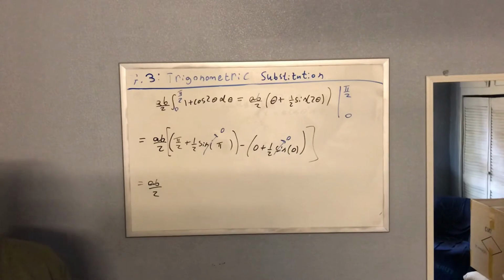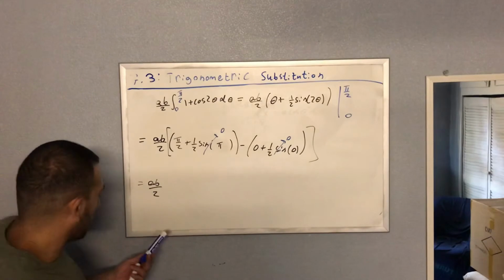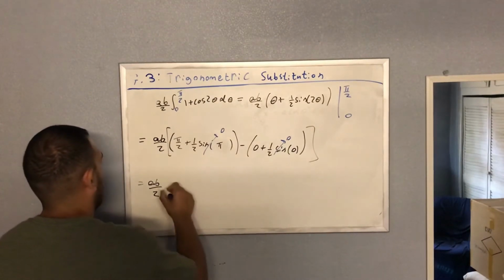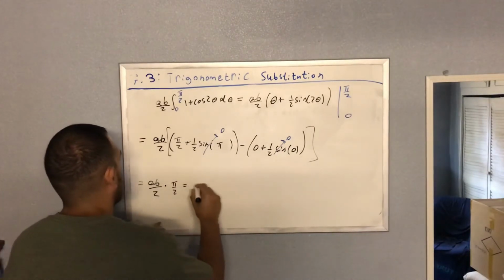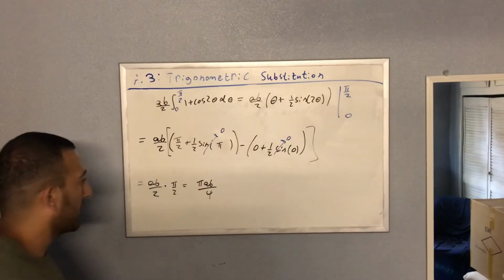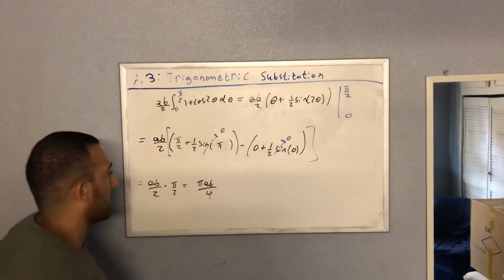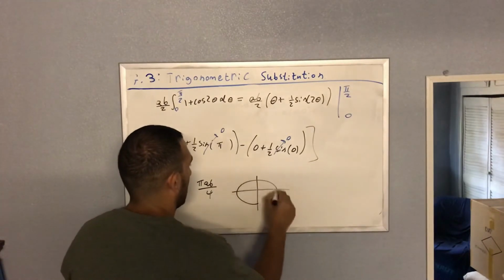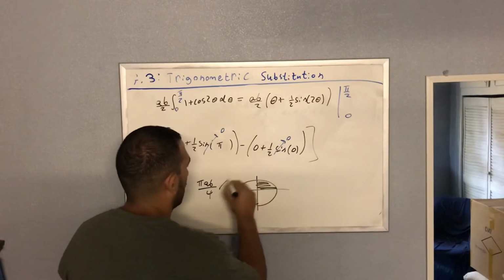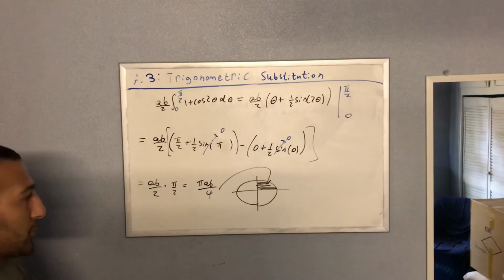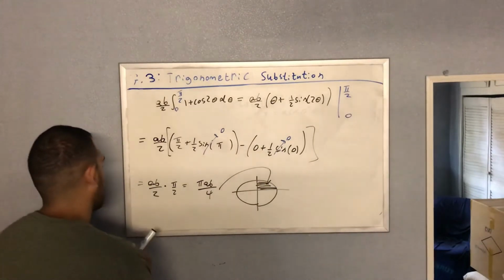So we're just left with pi over 2, which is going to be pi AB all over 4. But remember, this was the area of this guy, just the quarter of the ellipse area. So if we want the actual area of the ellipse, we quadruple this.